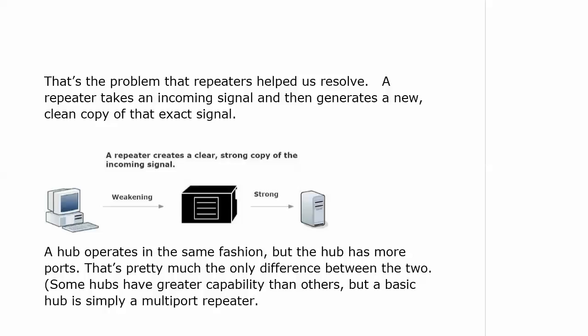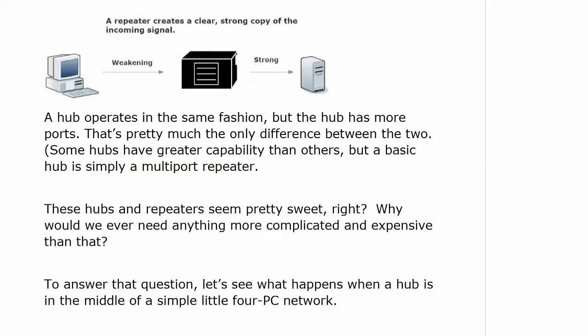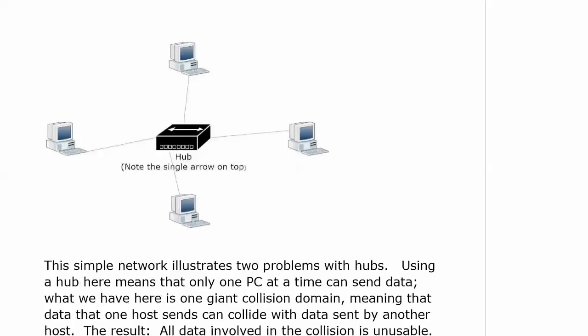So again, at this time, it's like, hey, we're never going to need anything better than this. Life can't get any better. Well, why did we need switches anyway? Why did we ever need anything better than a repeater or a hub? And to answer that question, let's see what happens when a hub is in the middle of a simple little 4-PC network. Do notice that there is a single double arrow on top of this hub. I would be ready to recognize that for a hub on the exam. Don't count on the fact that Cisco is going to tell you, because they might not.